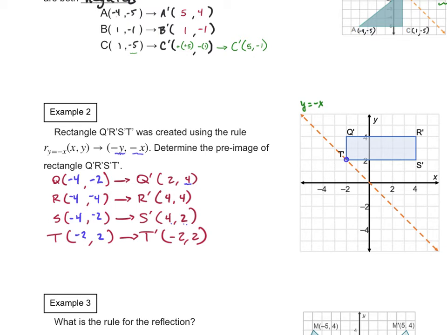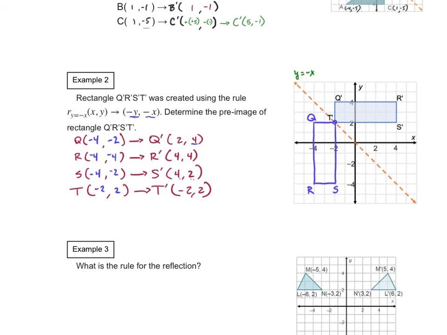And if I go ahead and connect the points, we end up with this image right here, and we have, of course, S, R, Q, working backwards through our mapping.